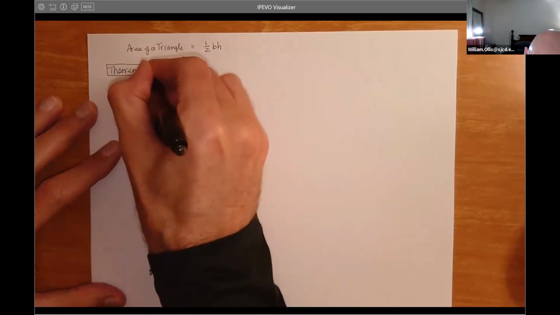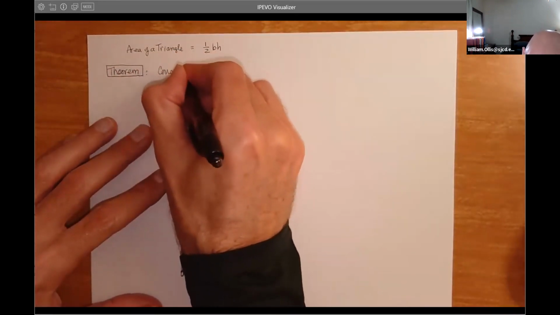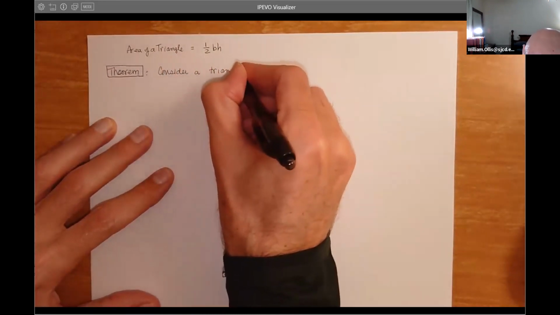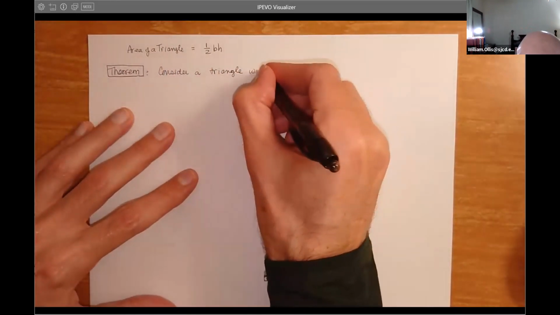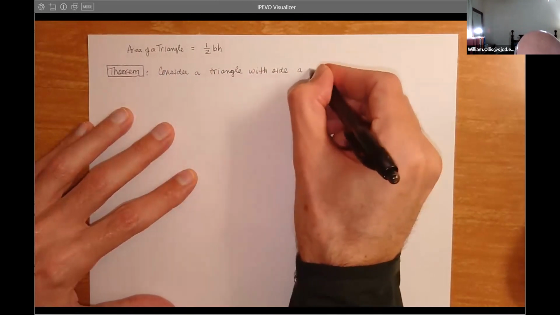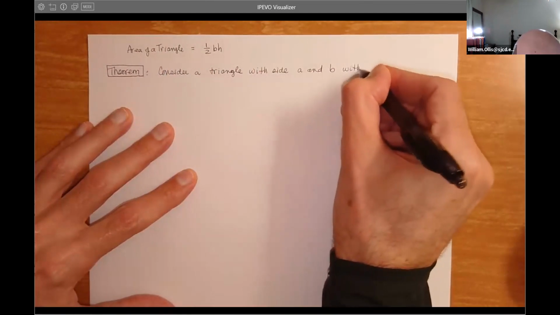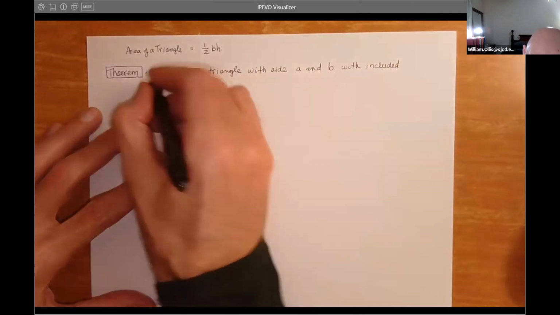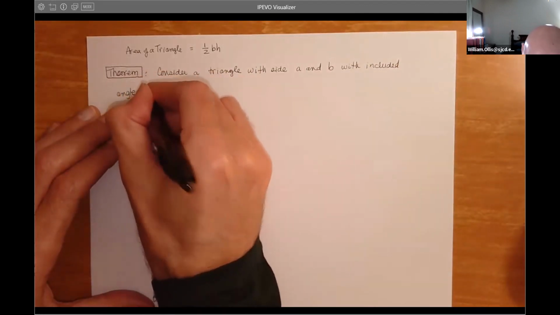Okay, now what we're going to do is we'll say, consider a triangle, and not a specific triangle, just a triangle with sides A and B with included angle theta.